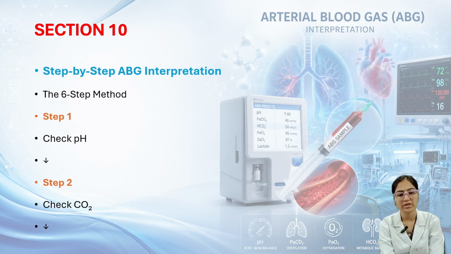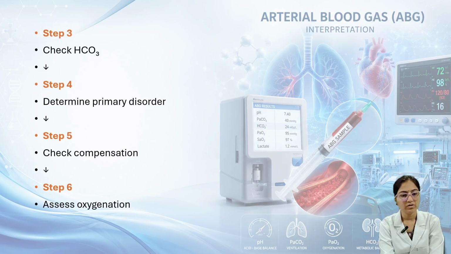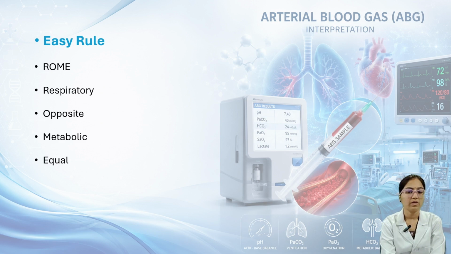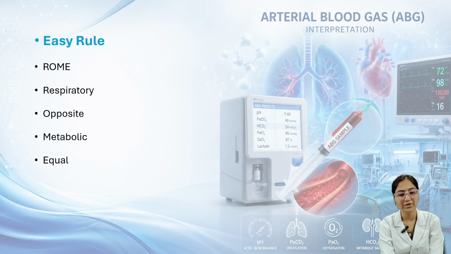The 6-step method. First, we need to check pH, and then check CO2. After that, check bicarbonate. After that, determine the primary disorder, then check compensation, and then assess oxygenation. The easy rule is ROME: Respiratory Opposite, Metabolic Equal. You can remember it like this. In that ratio you will get it.